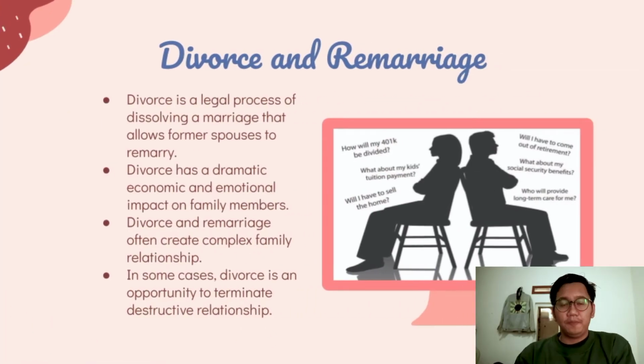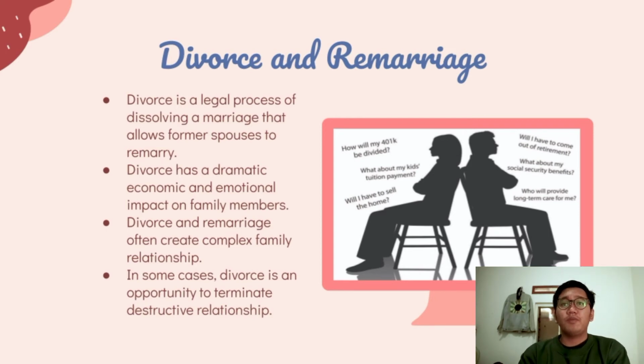Divorce and remarriage. Divorce is a legal process of dissolving a marriage that allows former spouses to remarry. Divorce laws vary all around the world, but in most countries, divorce requires the sanction of a court, which involves issues of distribution of property, child custody, alimony or spousal support, child visitation access, parenting time, child support, and division of debt. According to Wolfinger, children of divorced parents are 40% more likely to divorce than children of married parents.